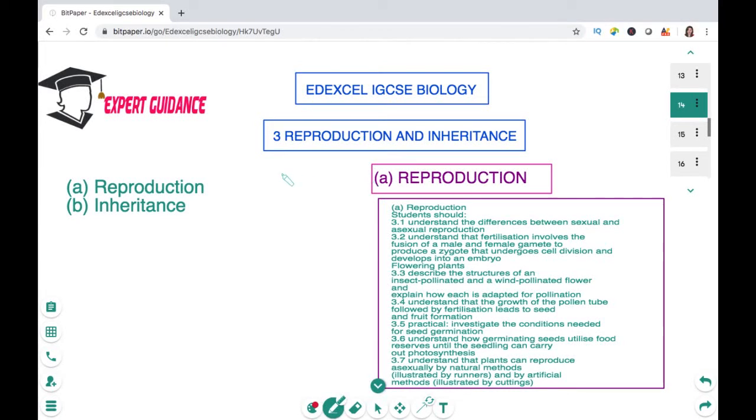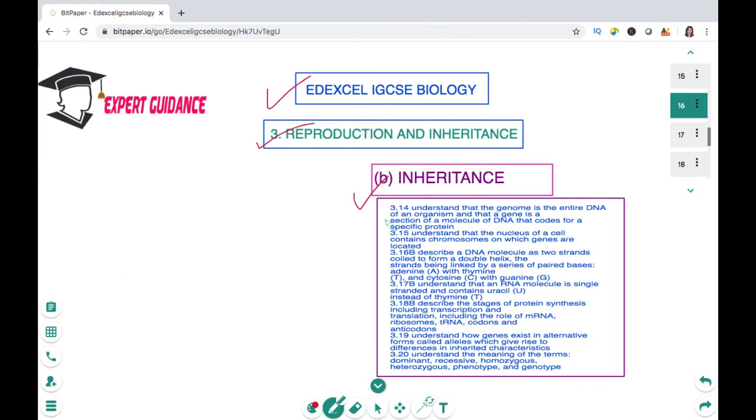Today in this video we'll be covering Unit 3, which is Reproduction and Inheritance of Edexcel IGCSE Biology, and in this video we'll be focusing just on the topic of reproduction. Now in reproduction we'll see what is the difference between sexual and asexual reproduction, how fertilization takes place to form a zygote. In plants, we look over what are the insect pollinated and wind pollinated flowers, how plants get adapted to pollination, how fertilization takes place in plants, and we'll also look over what are the different ways in which we can reproduce plants asexually.